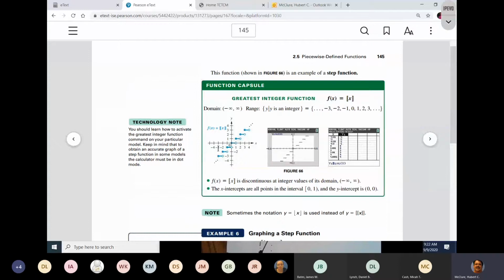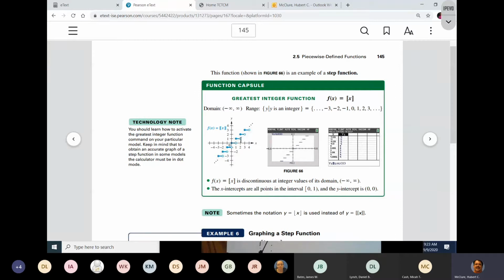Well, from -3 to almost -2, your answer is always going to be -3. From -2 to almost -1, your answer is going to be -2. From -1 to 0, I'm sorry, that's supposed to be -1. From -2 to -1, your answer is going to be -2. From -1 to 0, your answer is going to be -1. From 0 to 1, your answer is going to be 0. From 1 to 2, your answer is going to be +1. And that's so on and so on.